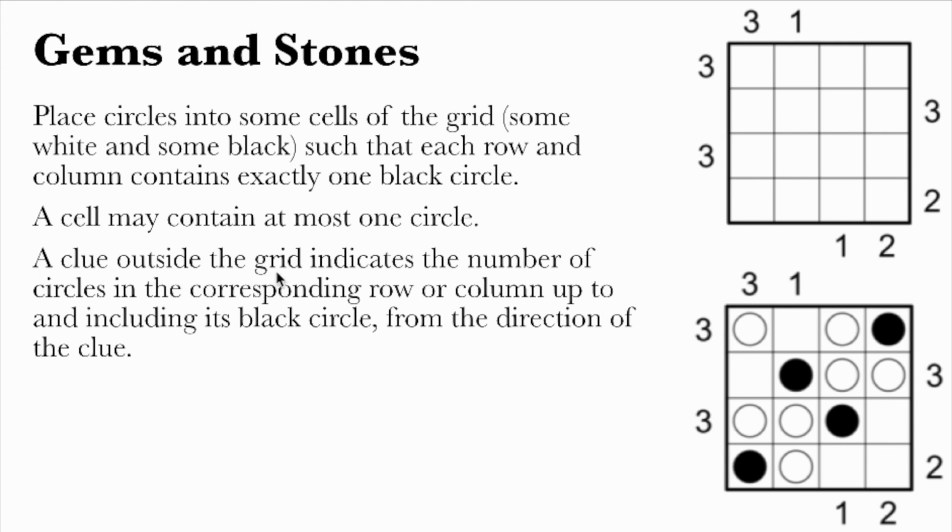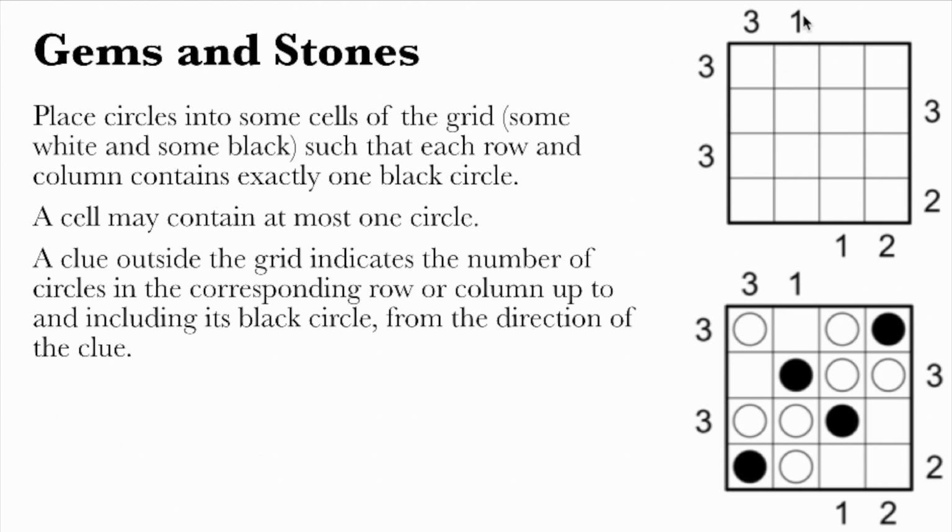A clue outside the grid indicates the number of circles in the corresponding row or column up to and including its black circle from the direction of the clue. So this is a line of sight constraint. This 3 at the top is saying that if you were standing at this side of the grid and looking in, you would see a total of 3 circles until you get to the black circle. So in the example, we have the first one, which is white, the second one, which is also white, the third one, which is black.